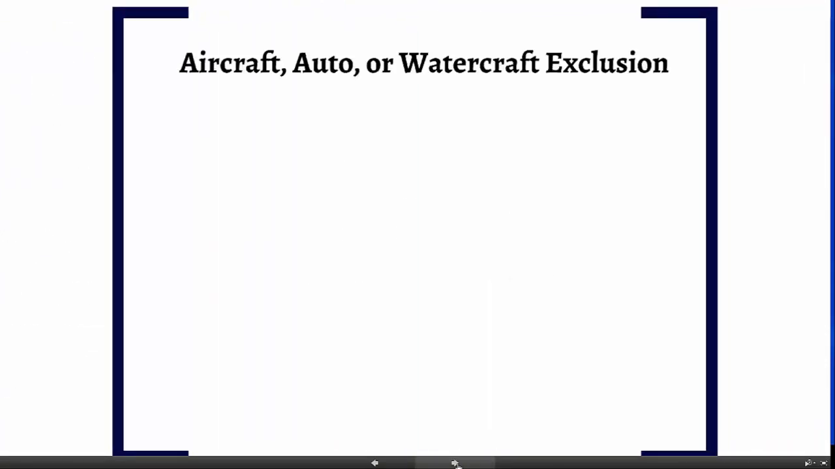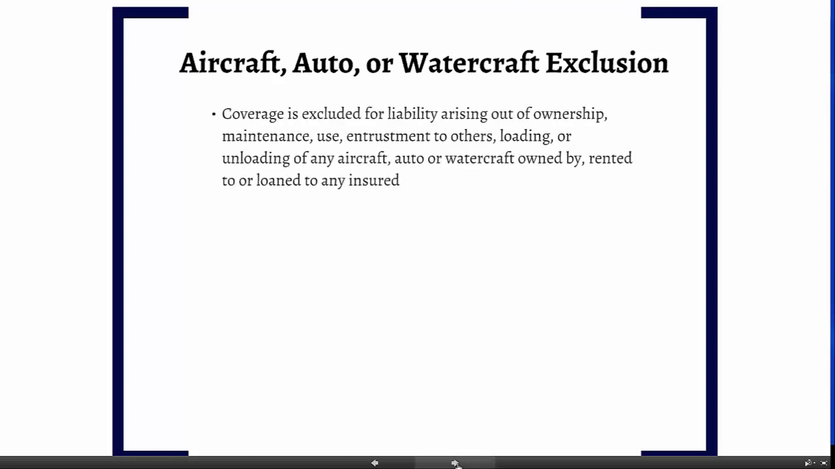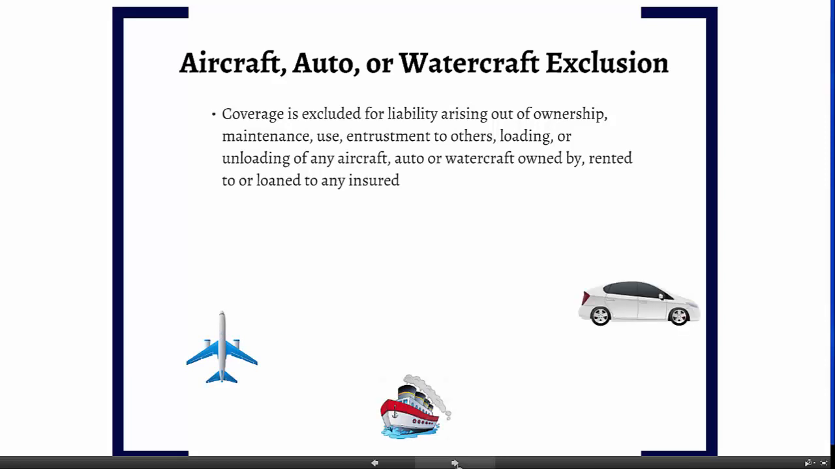Aircraft, auto, or watercraft exclusions. Coverage is excluded for liability arising out of the ownership, maintenance, use, entrustment to others, or loading or unloading of any aircraft, auto, or watercraft owned by, rented to, or loaned to any insured. The purpose is to defer to other insuring forms. In other words, aviation insurance, ocean marine insurance, and of course commercial or personal auto.